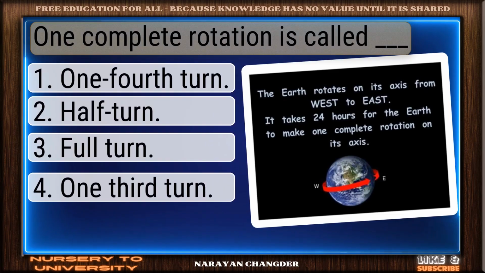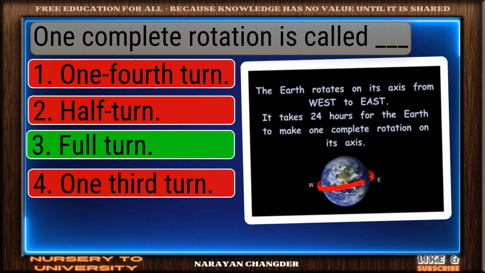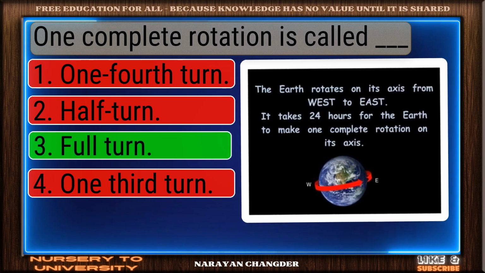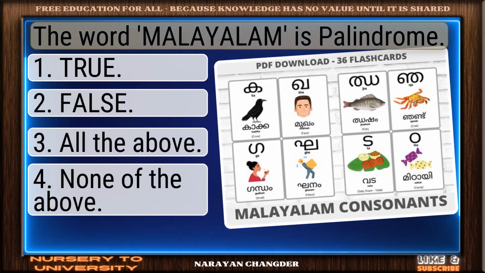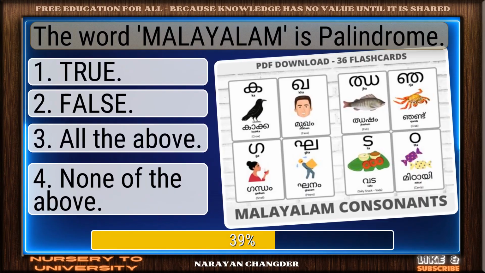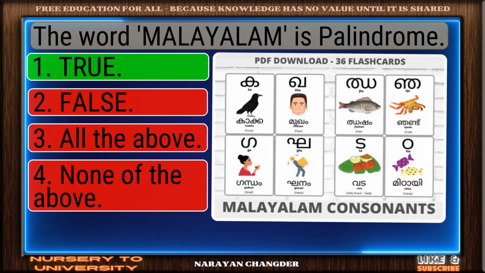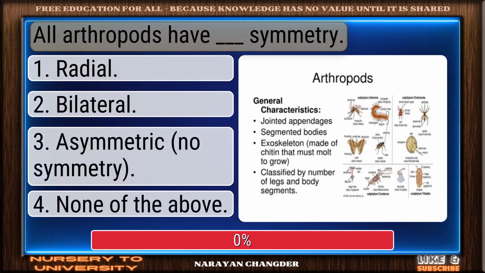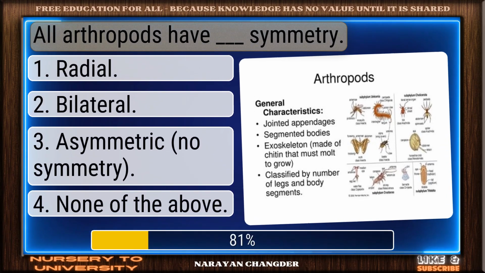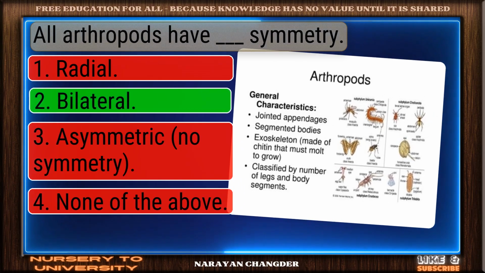1 complete rotation is called dash. You got it. Your choice full turn is right. The word Malayalam is a palindrome. Good thinking. True is the right answer. All arthropods have dash symmetry. Smart move. Bilateral is an accurate answer.